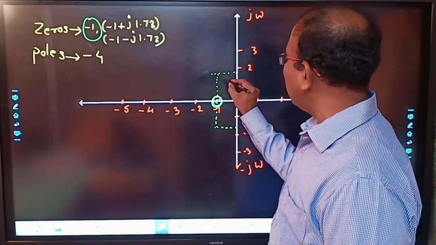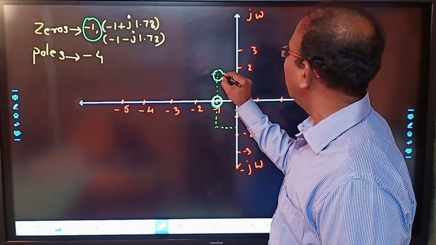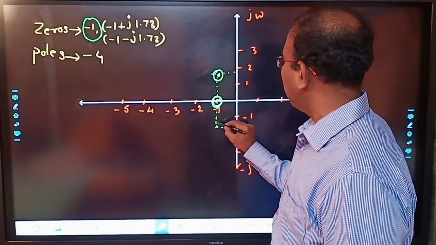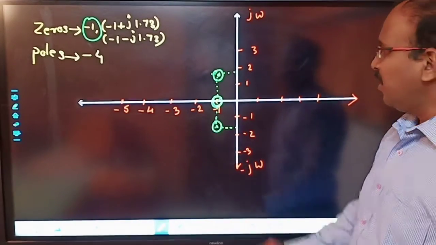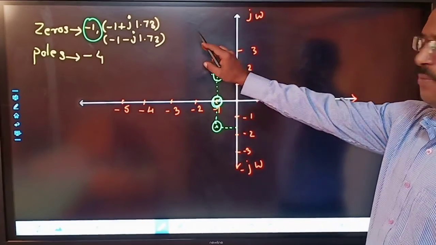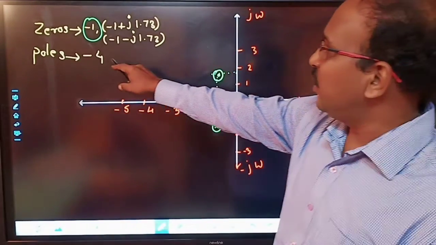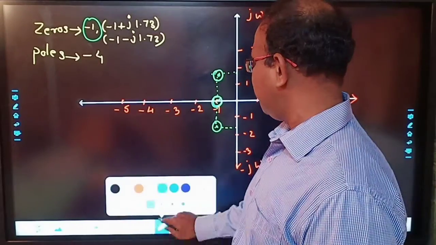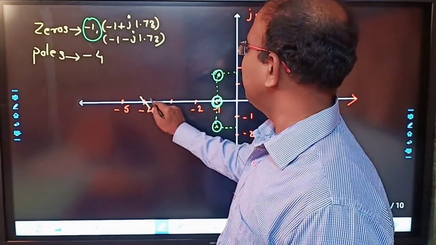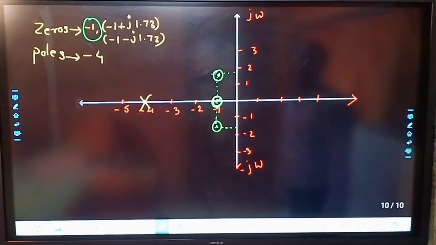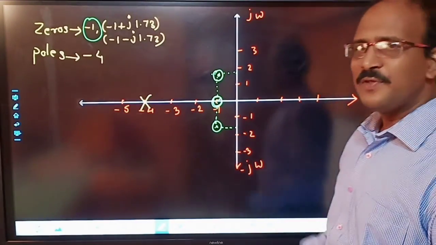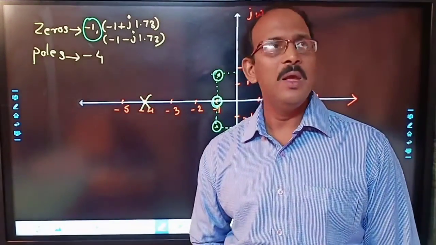Again this side also minus 1 minus j something, minus j 1.7 something. So like this, we get exactly symmetrical pattern. So where will be that? Somewhere here will be another one. This is what we can say complex zeros. Okay. How to draw the complex zero? You got the meaning of this. Okay, now this is minus 4. This will be at minus 4. This is pole-zero presentation. So simple it is.